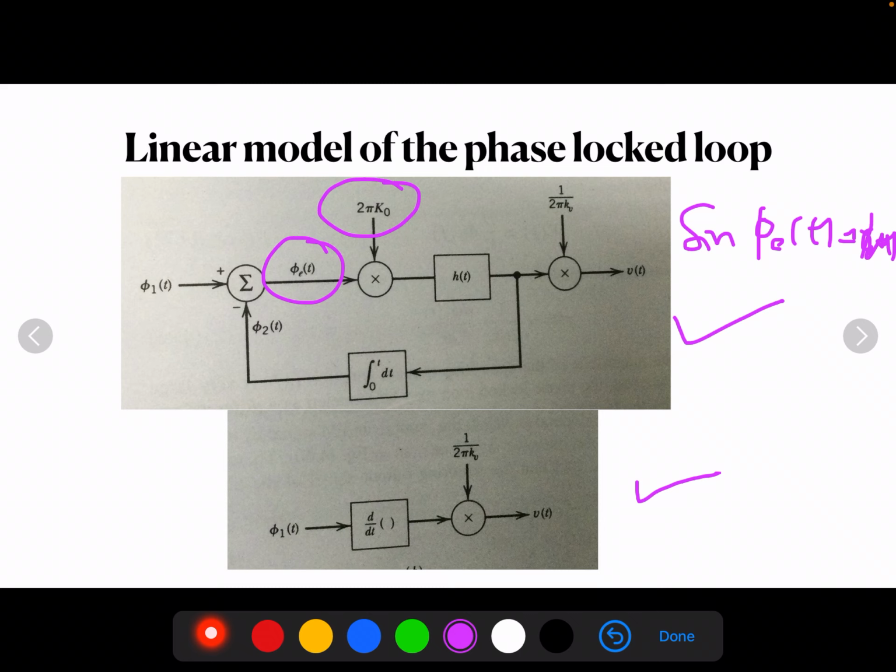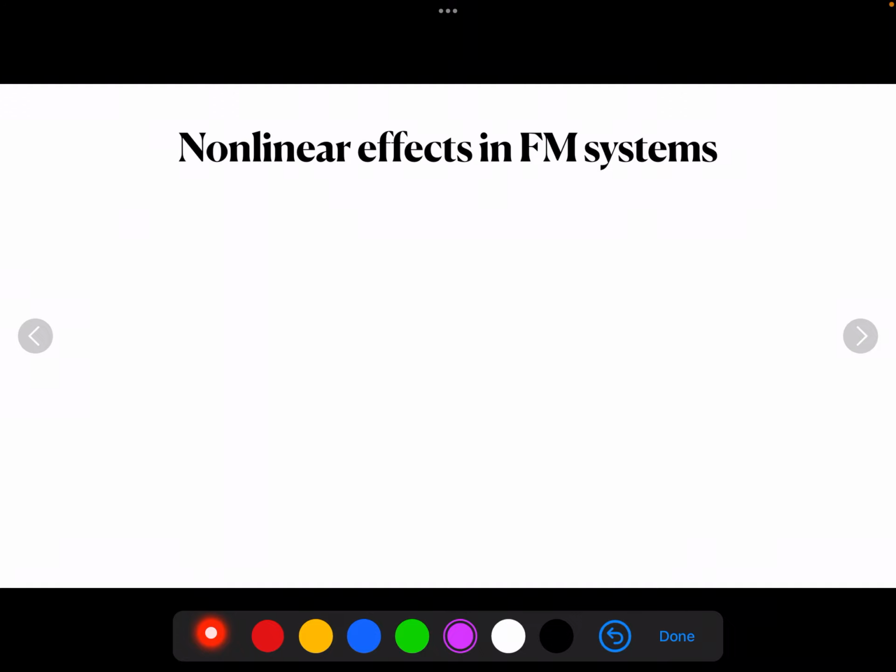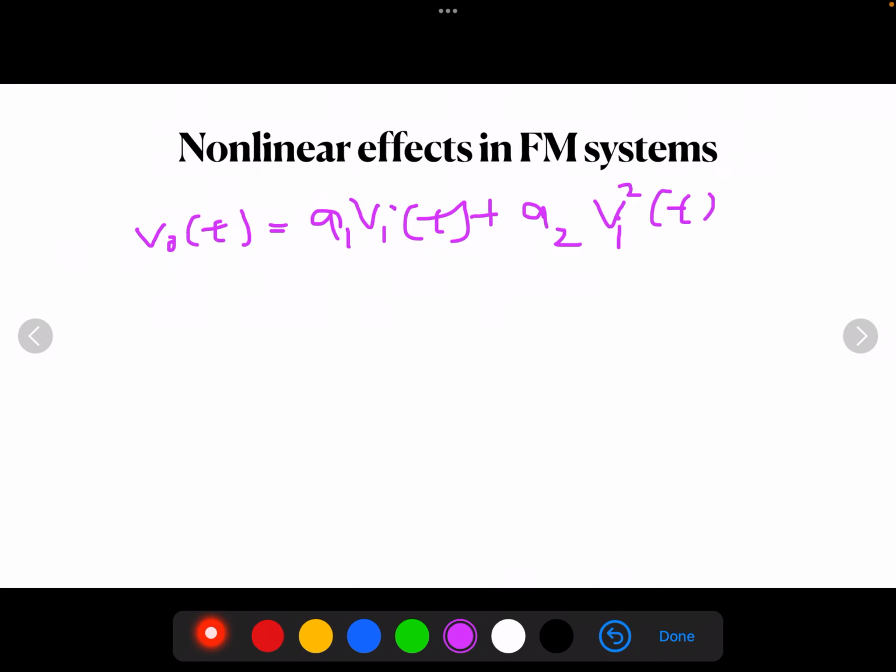Due to time constraints, I am not concentrating on the step-by-step derivations. So using the properties of Fourier transforms, we will do that. For nonlinear effects in an FM system, V of t is given by A1 into Vi of t plus A2 into Vi square of t plus A3 into Vi cube of t, like this. So let us consider a communication channel where the transfer characteristic is defined by its nonlinear input-output relationship like this.